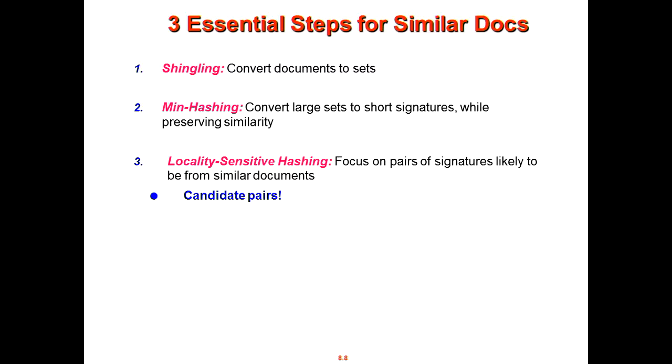If you compare the similarity for all pairs, the complexity is very high, right? So in order to avoid this, we apply locality sensitive hashing to focus on pairs of signatures likely to be from similar documents. From the name, you can see that we use a hashing technique. We will hash similar documents to the same buckets, and then we will only compute the similarities for documents within one bucket.